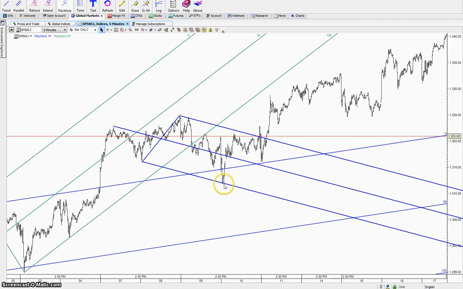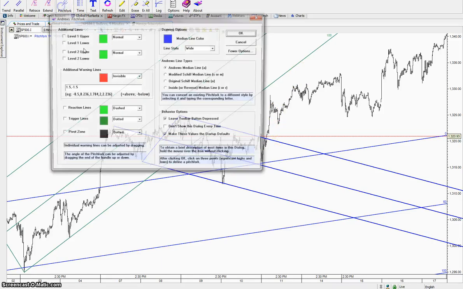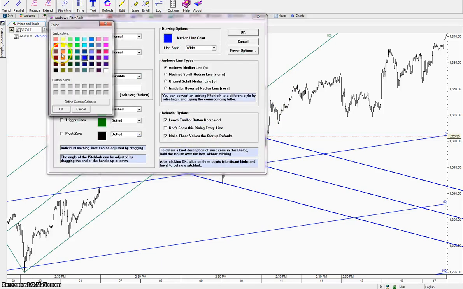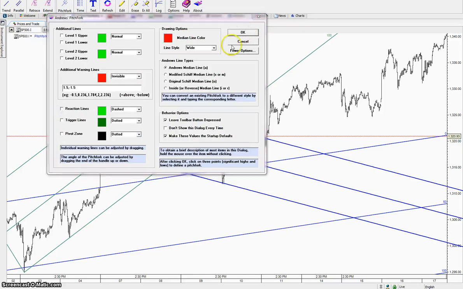But it comes down, it tests the baseline precisely, comes up, misses by a little bit, comes down, breaks it. Once you've punctured it, it's going to go, so they have another go at it, and it goes up here. At this point, we need another pitchfork, so we'll take a red one this time.